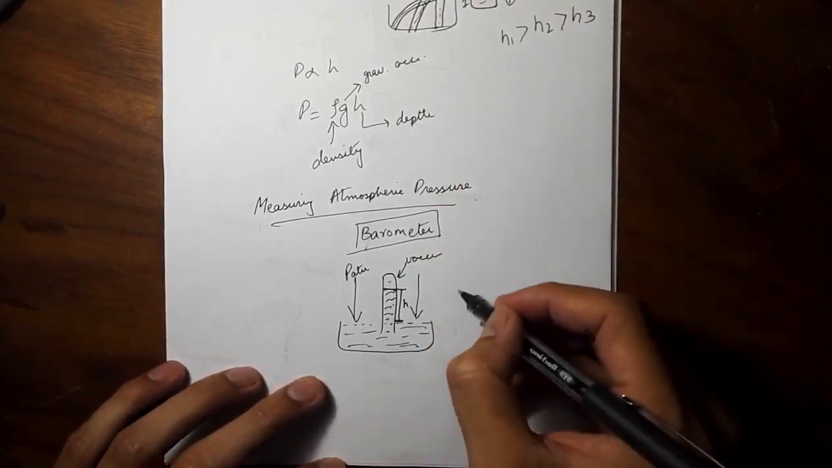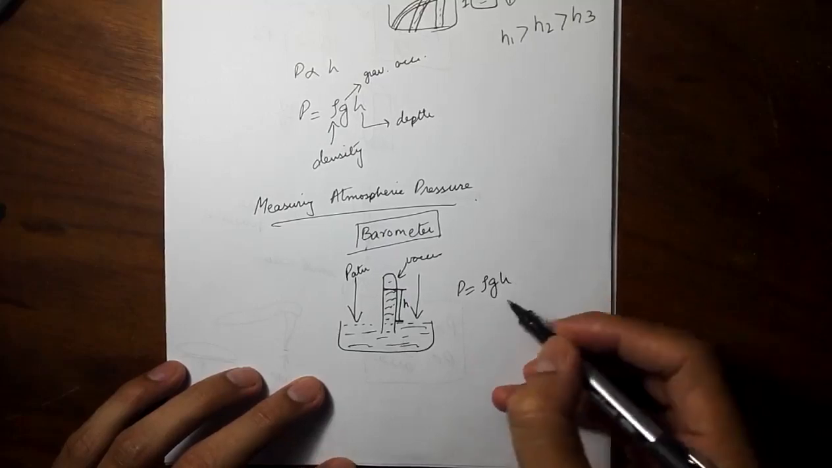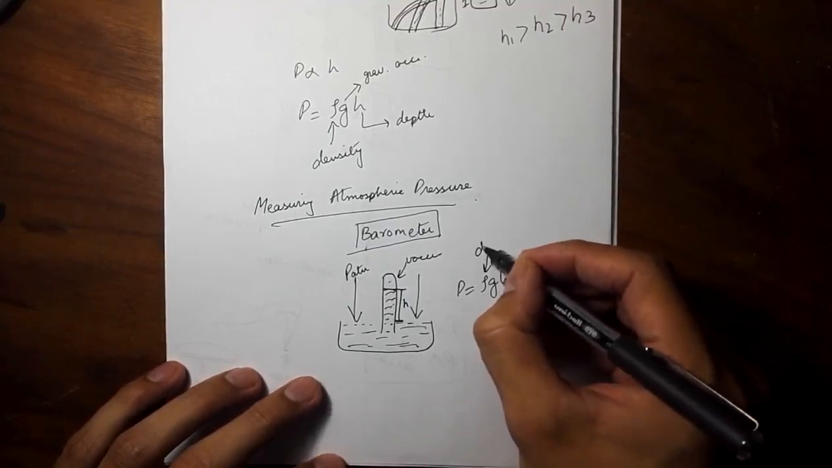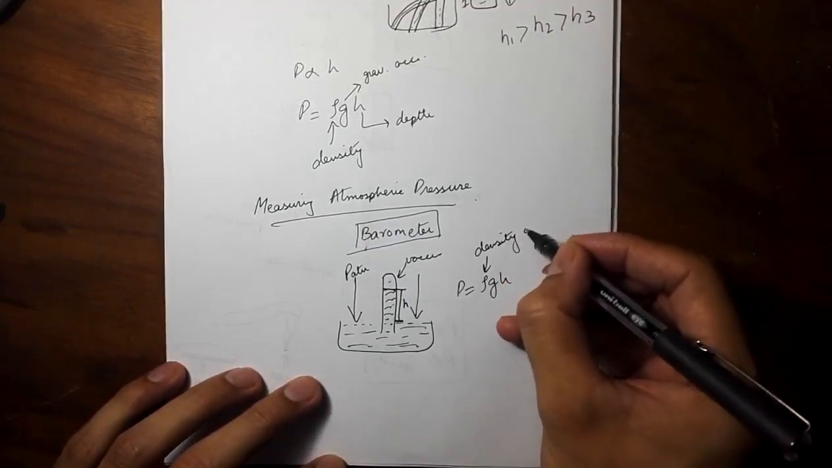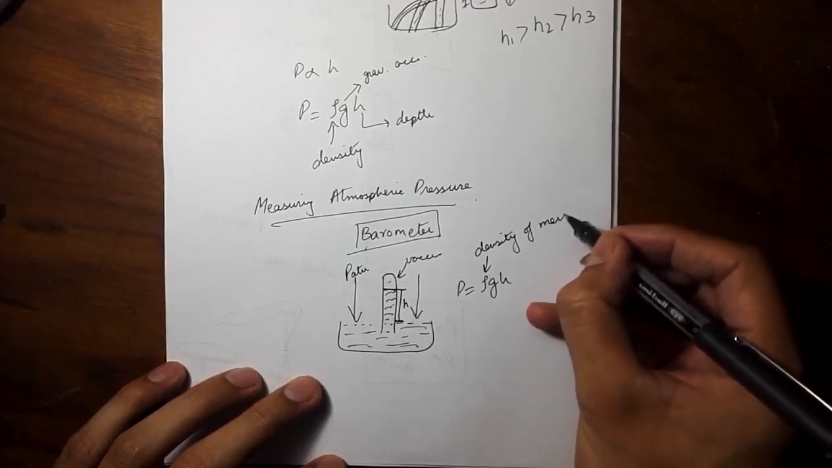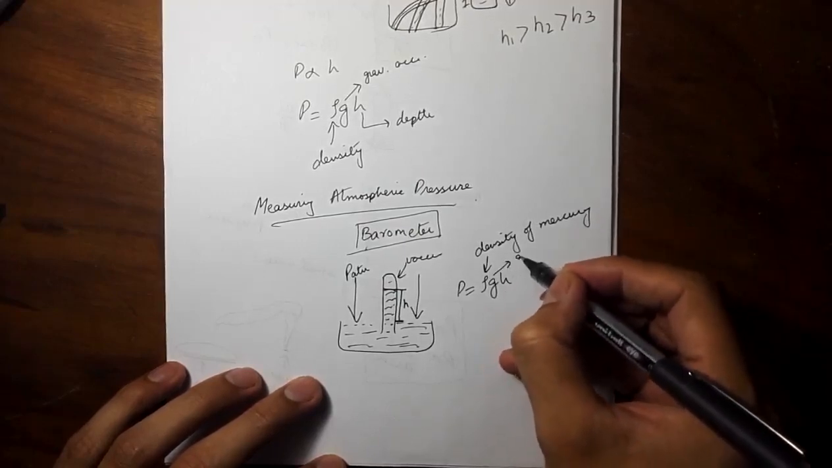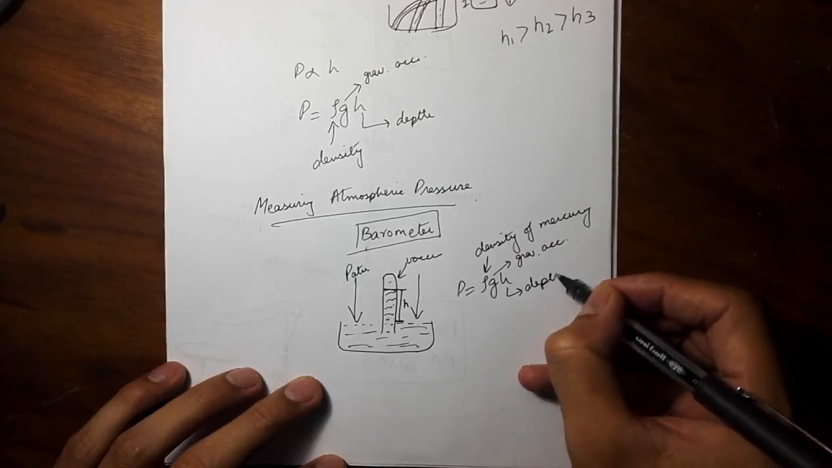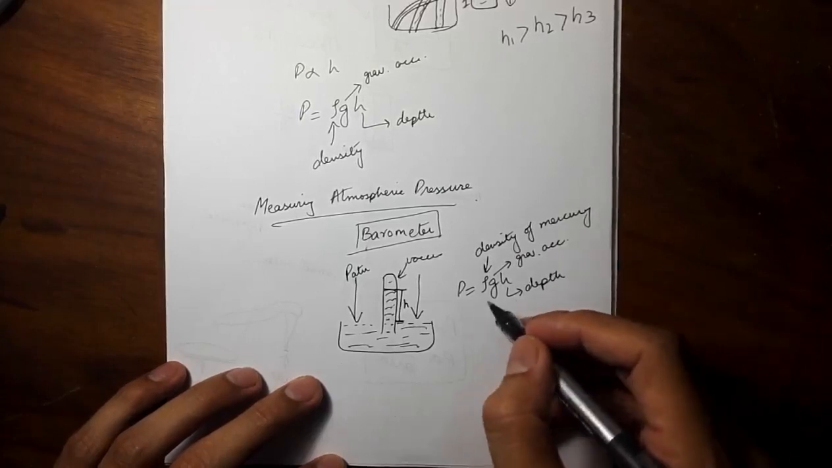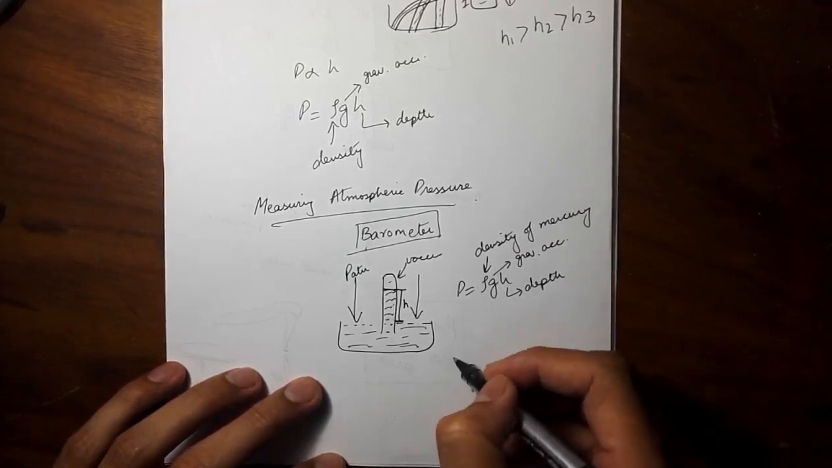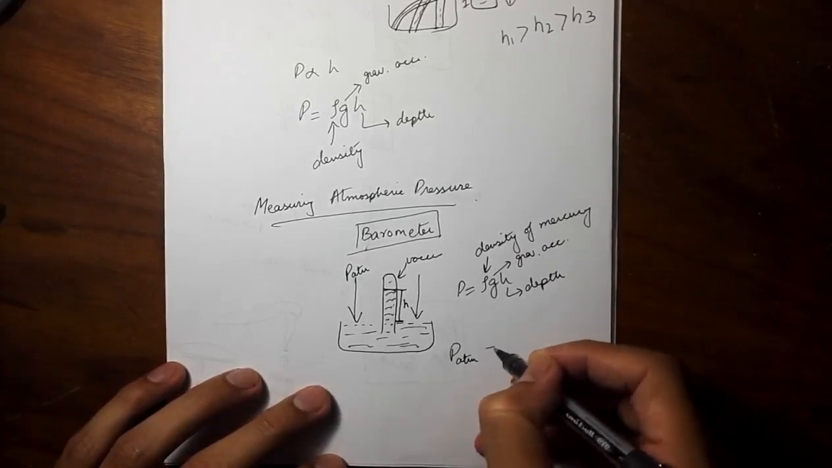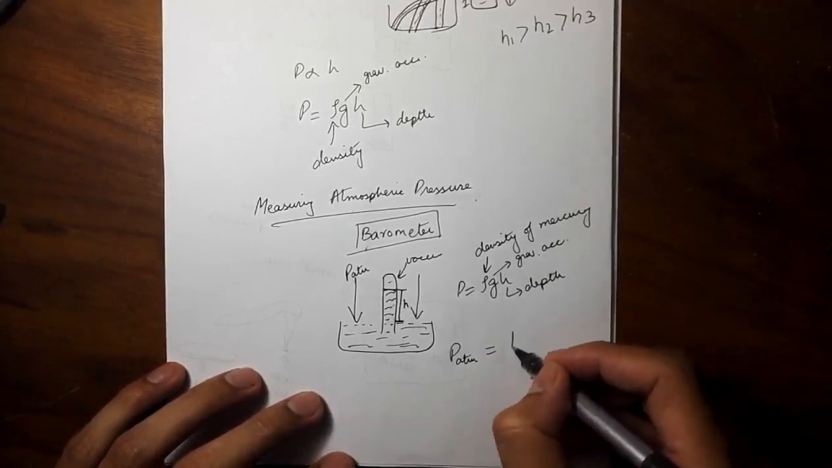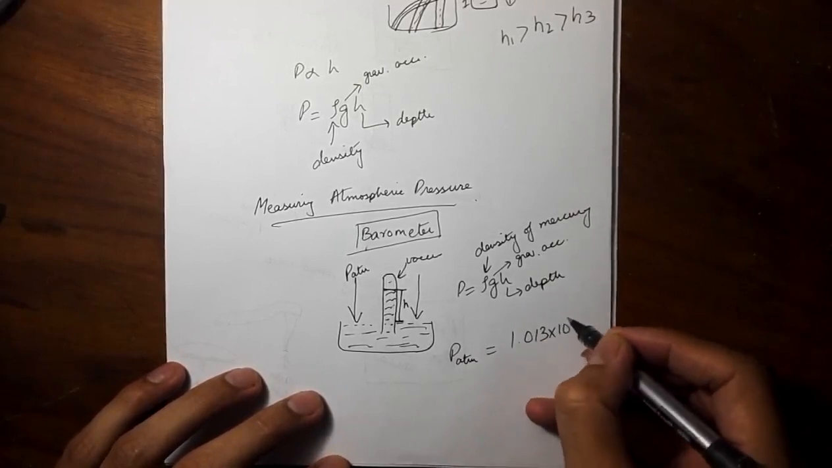So by using the formula for the pressure in liquids, P is equal to rho GH, we find the atmospheric pressure. Here the density will be used for mercury. Rho is the density of mercury. G is gravitational acceleration. H is basically the depth. So pressure is equal to rho GH, and the atmospheric pressure after the measurement from this experiment is 1.013 into 10 raised to the power 5 Pascal.